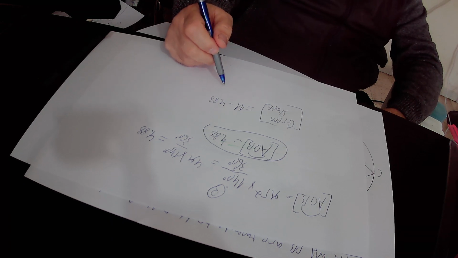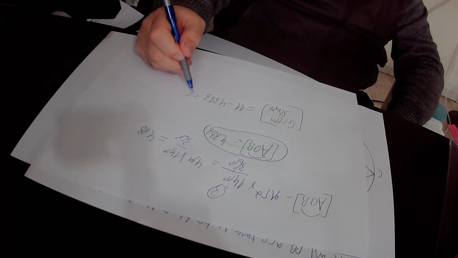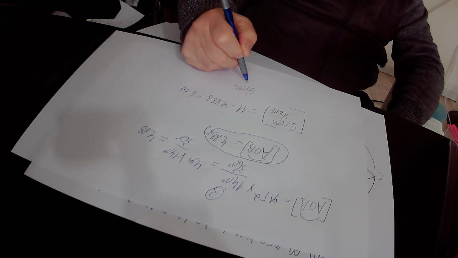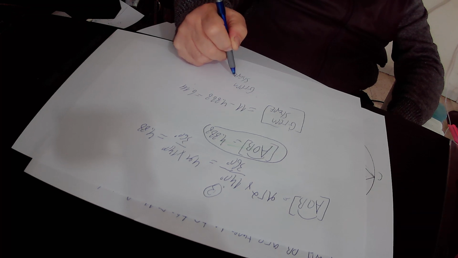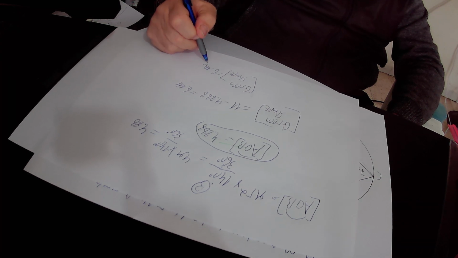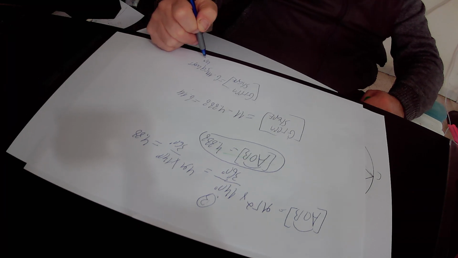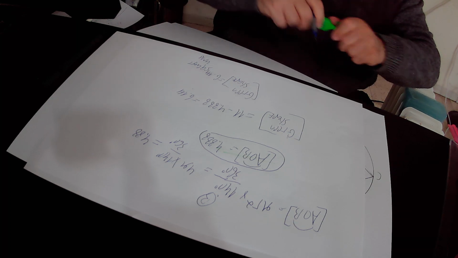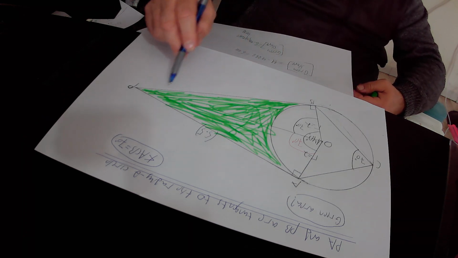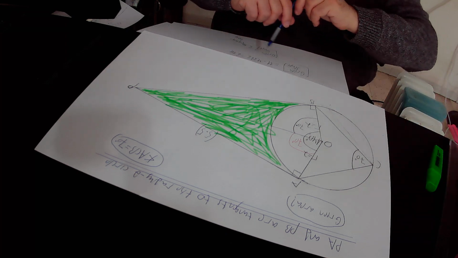So 11 minus 4.888 is equal to 6.111 square units. So in conclusion, we found out that the area of the green shape is equal to 6.111 square units. Repeat again: the area of this ring shape is equal to 6.111 square units. So in the next step, I'll summarize the lecture.